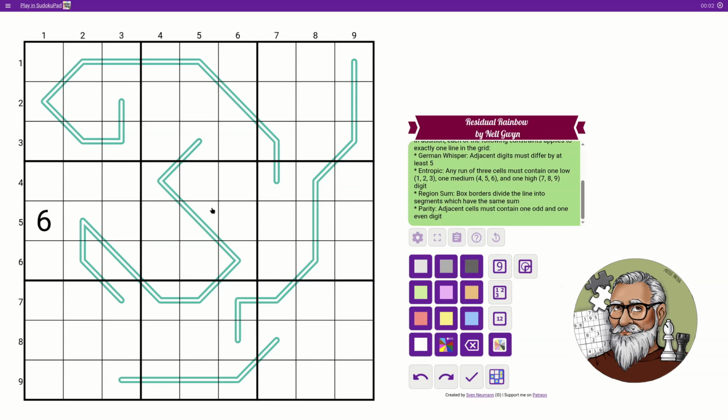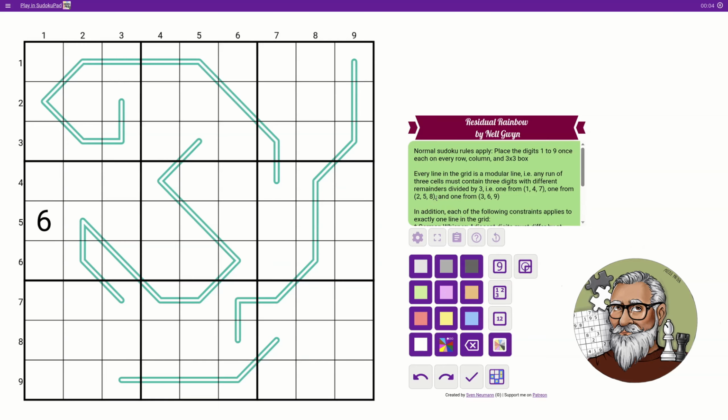Restart. Right, so all of those are modular lines, which means that if you take any 3 consecutives, they would have one from 147, one from 258, and one from 369. I'm trying to figure out which line I should start with, and I really have no idea. Let's try with this one. It has more in the same cell. I don't know if that matters.